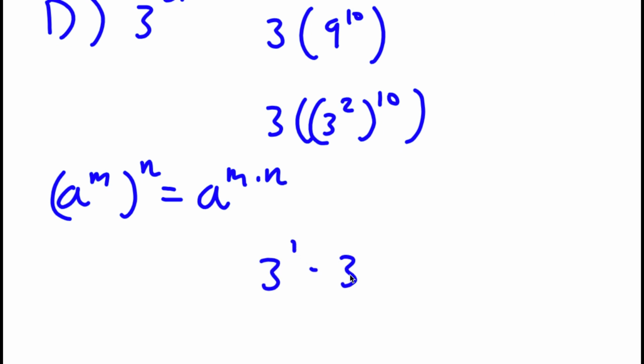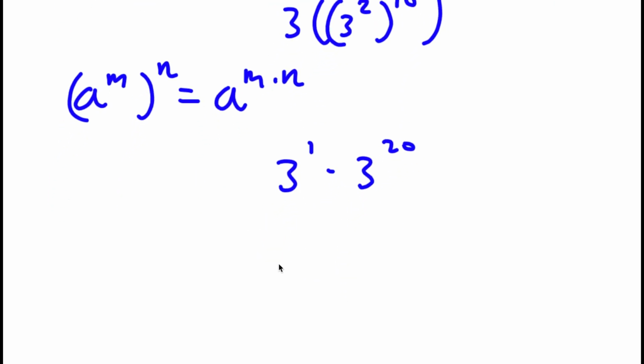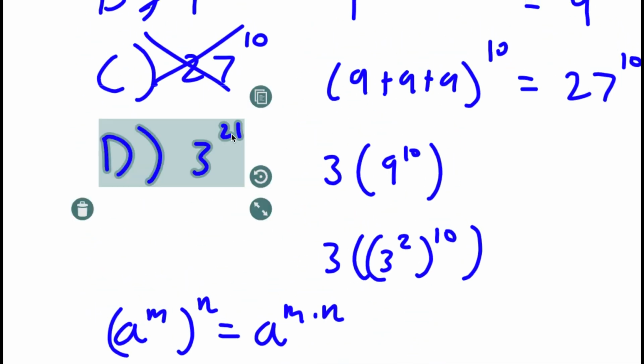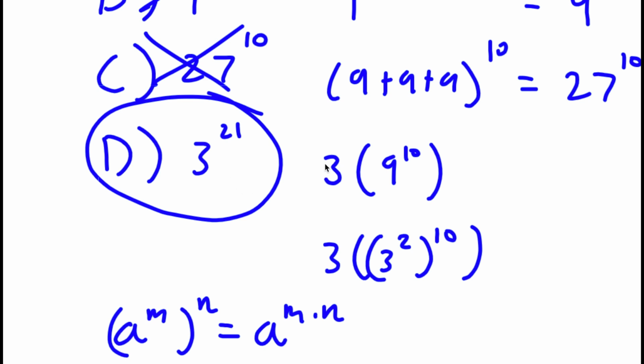So now I have 3 to the power of 1 times 3 to the power of 20, and this is equal to 3 to the power of 21. And this is actually the correct way of solving this problem. So the right answer is D.